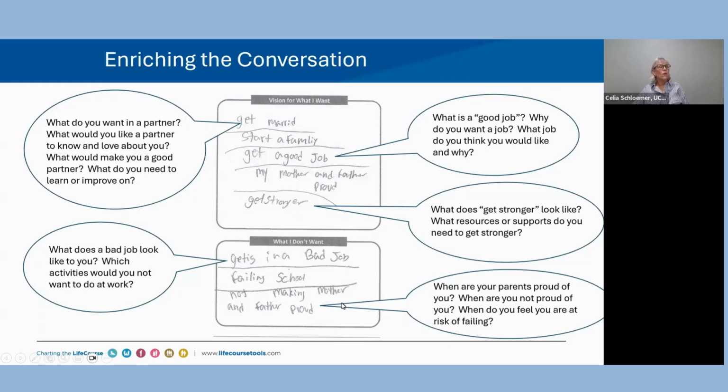You can ask things like, when you talk about your parents being proud, where are your parents proud of what you do already? Where are they not proud of you? Or you can think about, what is a bad job? What does that look like to you? Which activities would you not want to do at work?